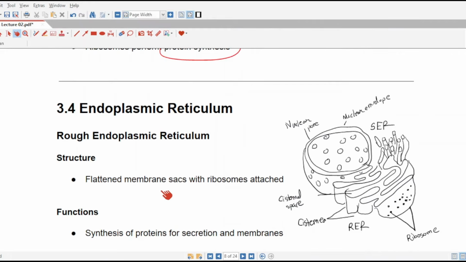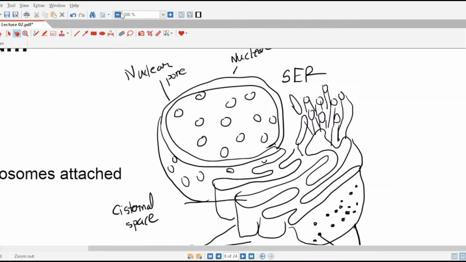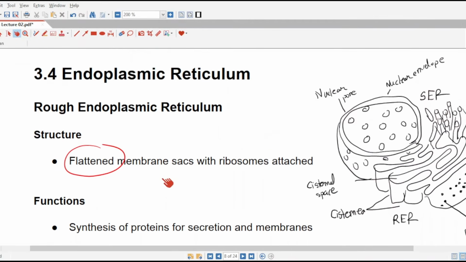Our next structure is endoplasmic reticulum. Let's look closely at the structure. In the structure, you see that this is the nucleus. This is the cisternae, and inside the cisternae you will find some space, and that space is called cisternal space. We represent ribosomes by these dots, and this part is rough endoplasmic reticulum. On the upper side, the endoplasmic reticulum doesn't have any ribosome. That's why this is smooth endoplasmic reticulum, and it doesn't make any protein. It usually makes hormones.